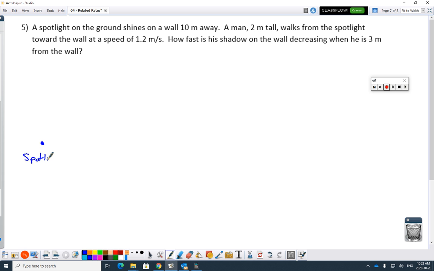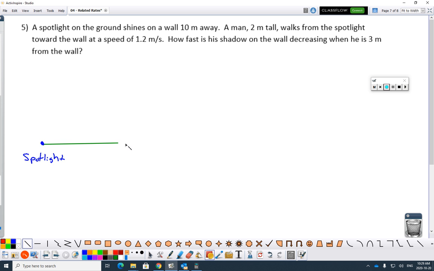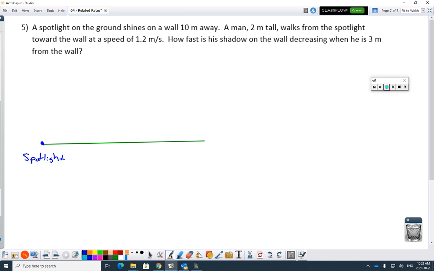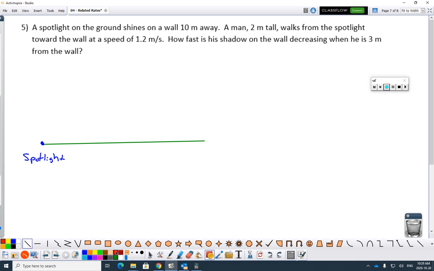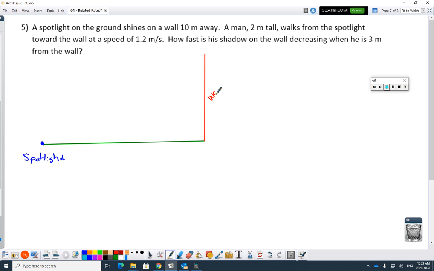Spotlight. Ground. We'll make the ground green today. There's the ground. Towards a wall. Okay, wall's got to be red because of bricks, right? Here comes a wall. A brick wall. A spotlight on the ground shines on a wall 10 meters away. Okay, 10 meters away. 10 meters. Got it. A man 2 meters tall.